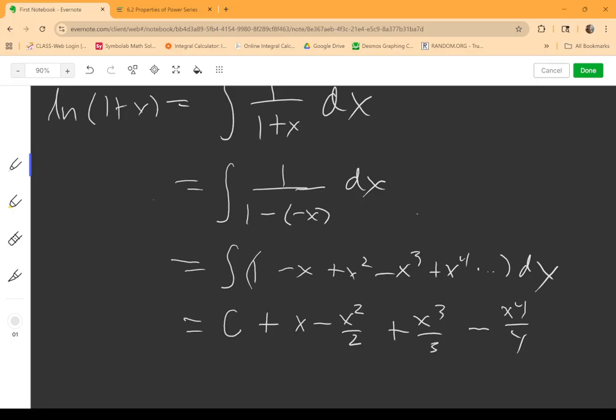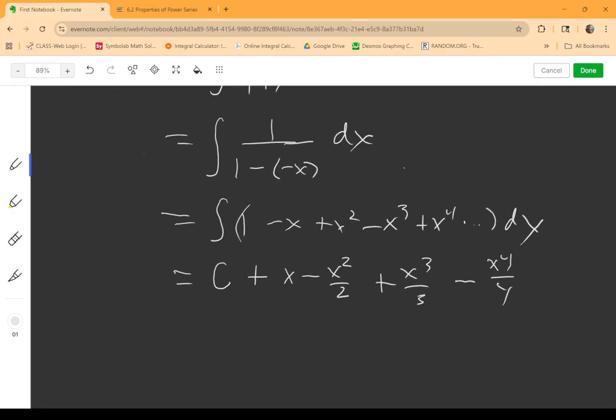Now to identify the pattern, it's alternating. Our first one, this one I'll start at n is equal to 1.